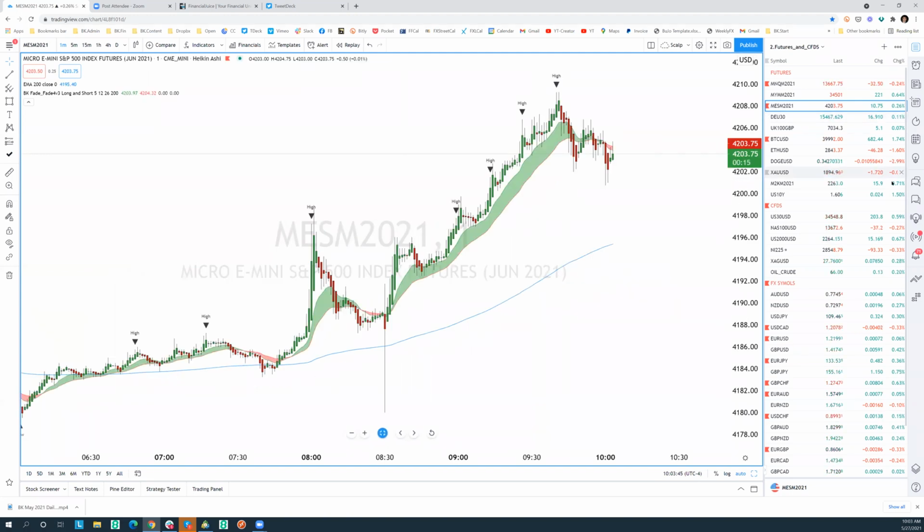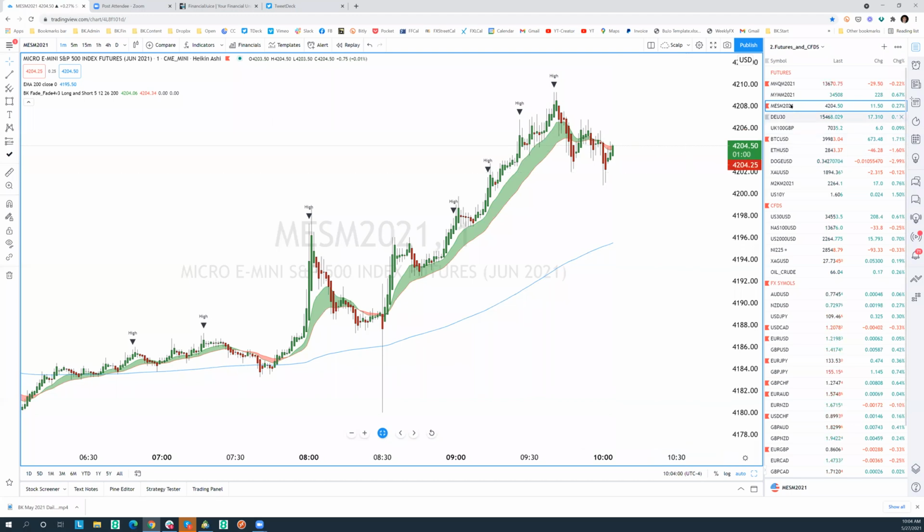What's happening here? This one is not giving us a signal. I could have traded the S&P here 403 to 404, but it's a little problematic. I'd rather really wait for a signal and not try to guess a signal in front of me.